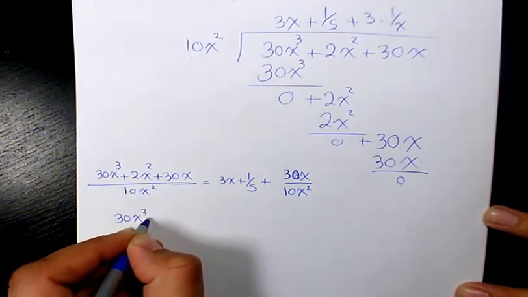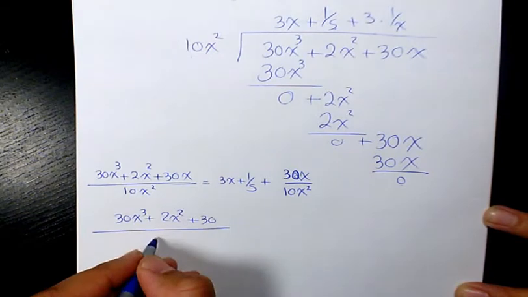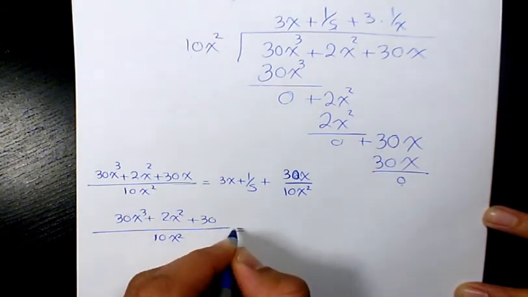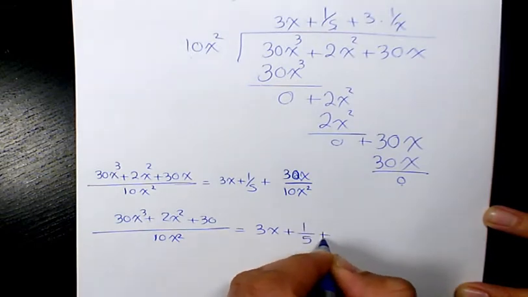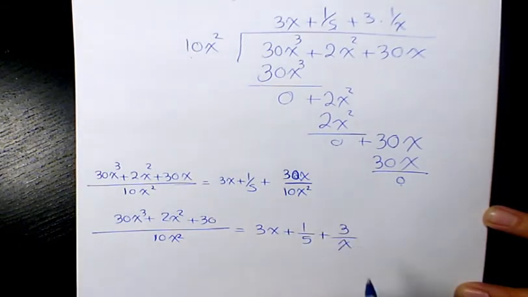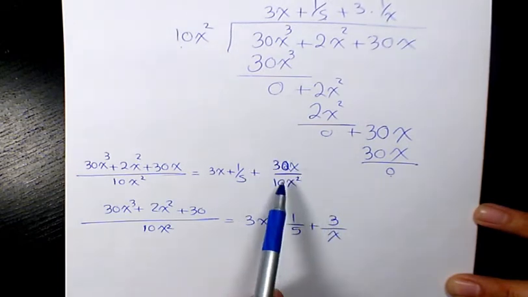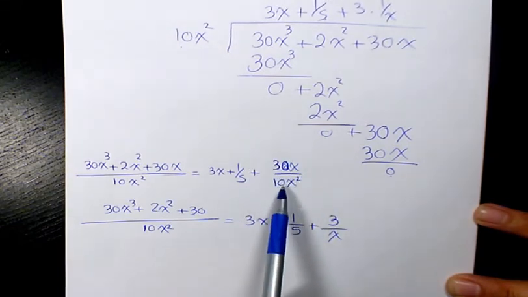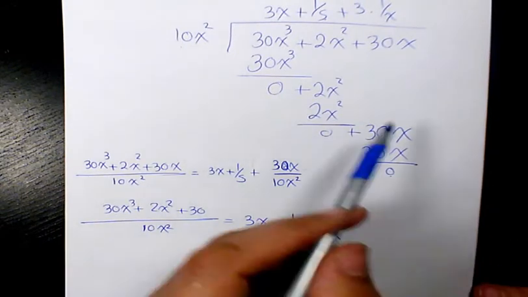30x cubed plus 2x squared plus 30x divided by 10x squared is going to be 3x plus 1 over 5 plus 3 over x, which is exactly the same as what you see in here, because 30x divided by 10x squared is going to be the same as 3 over x. So it doesn't matter which way you go.